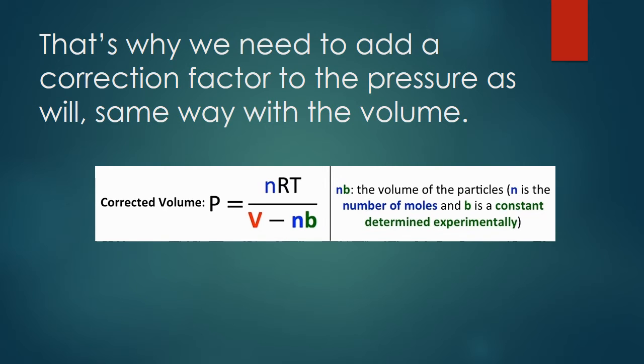That's why we need to add a correction factor to the pressure as well, same way with the volume. Corrected volume: P is equal to nRT over V minus nb, where nb is the volume of the particle, n is the number of moles, and b is a constant determined experimentally.